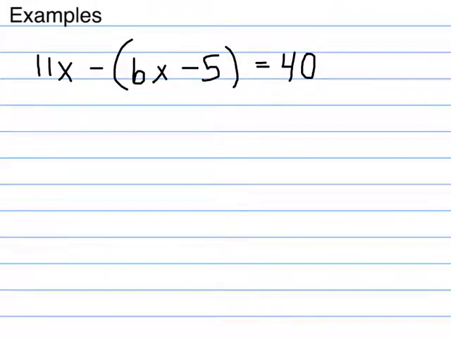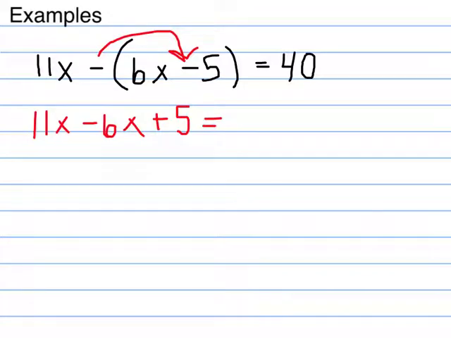Let's look at our first example. So the first thing that we want to do is we want to simplify each side of the equation. So I want to bring this 11x and the 6x together, but first let's distribute that negative sign through. So we've got here 11x minus 6x, and distribute the negative to the minus 5x becomes plus 5 equals 40.